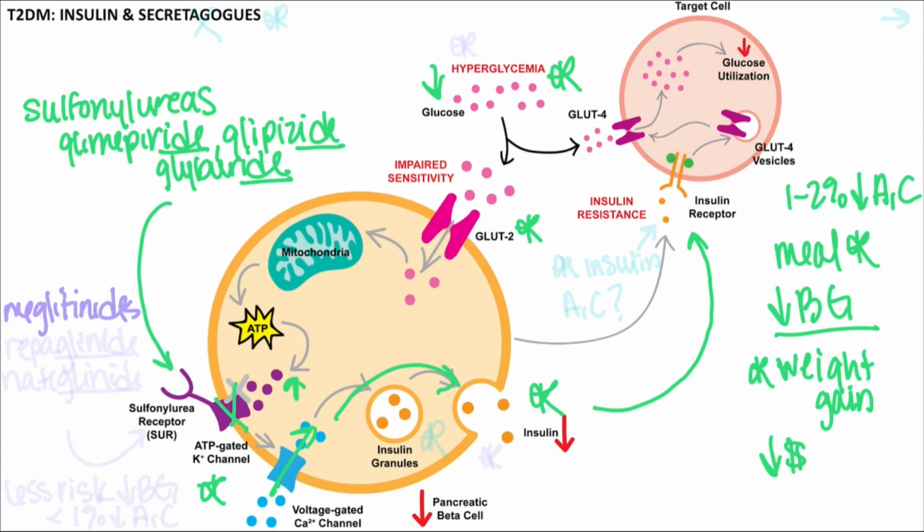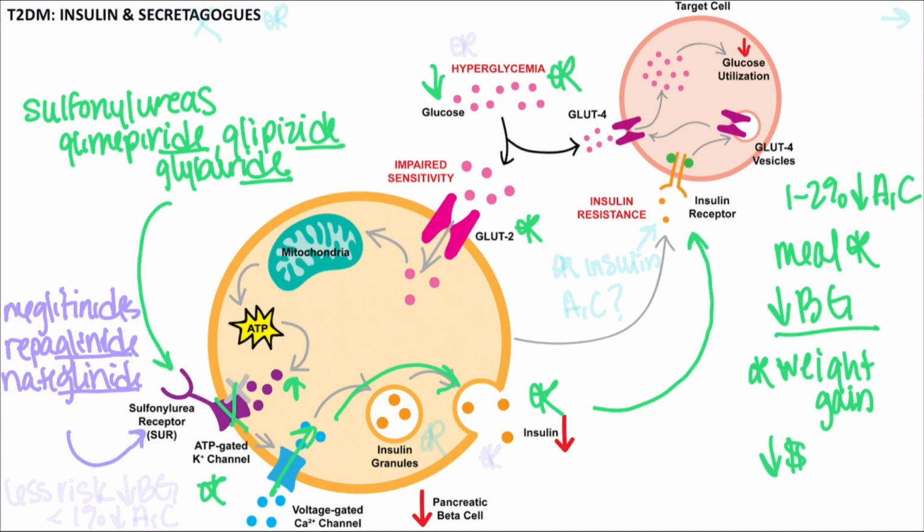And this group of agents includes repaglinide and nateglinide. This group of agents will all end in the glinide ending, and they actually work by a very similar mechanism of action as the sulfonylureas, so by binding the sulfonylurea receptor.